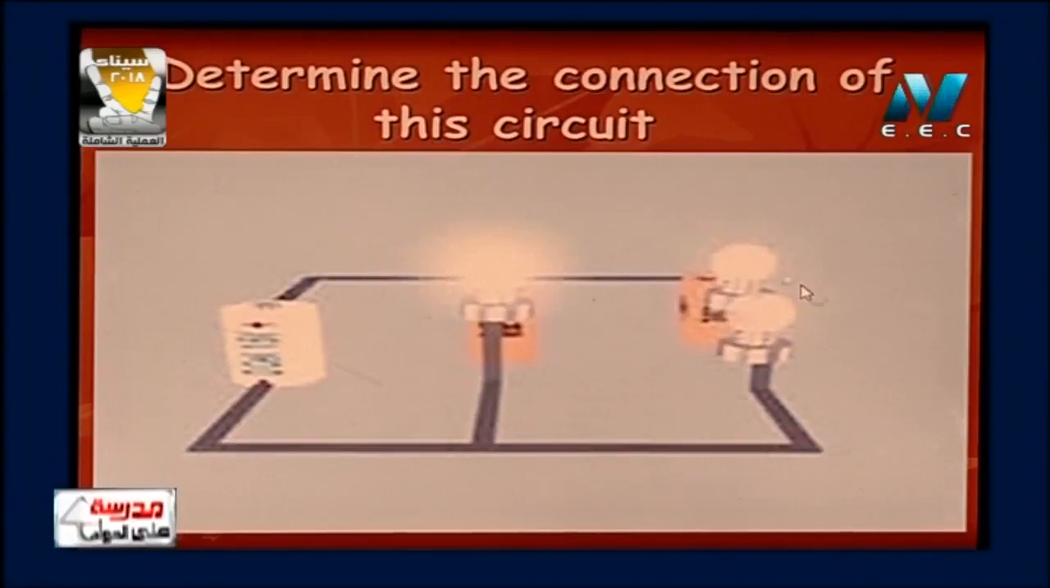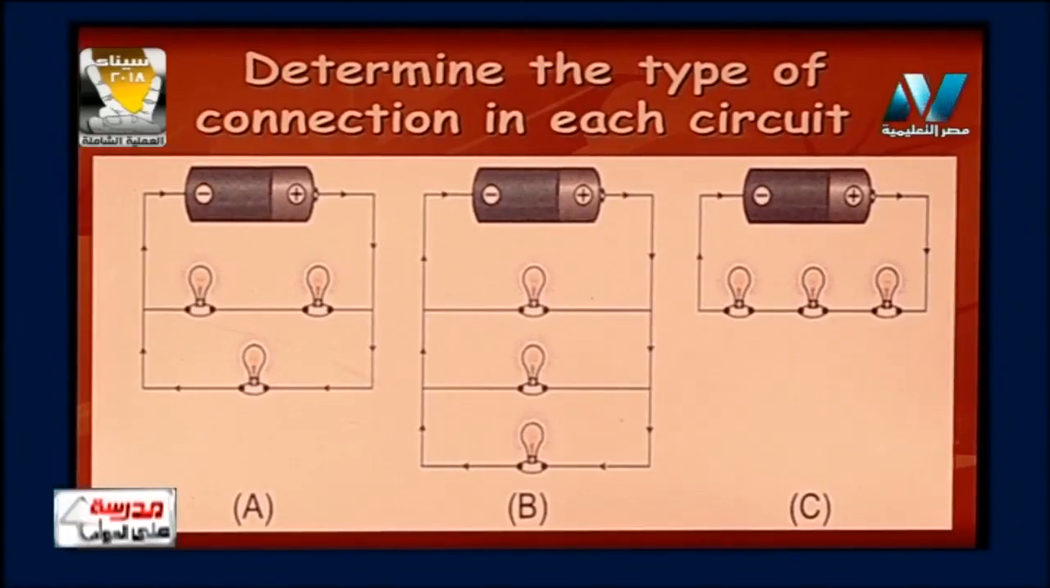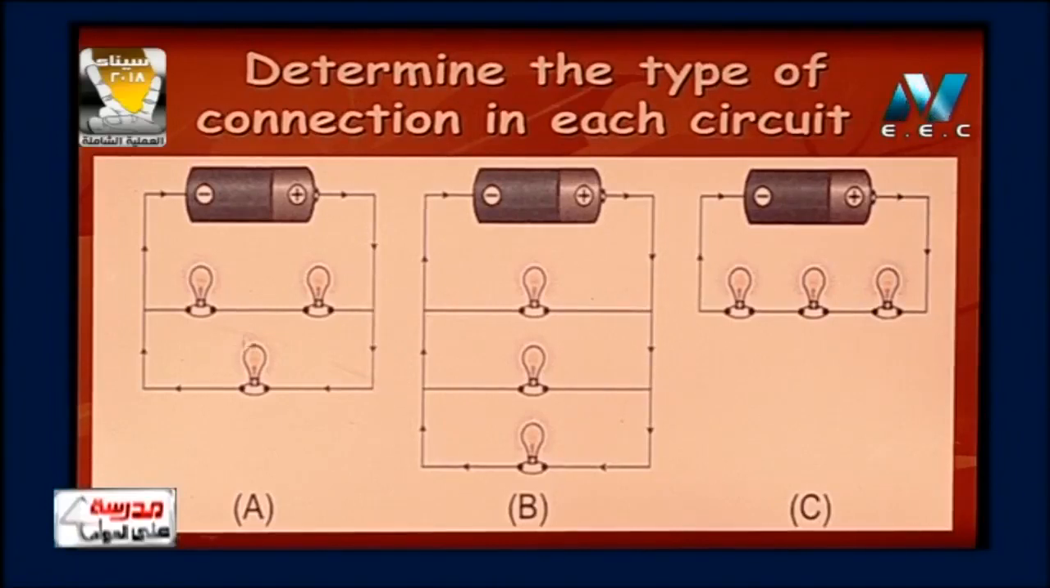Another image or another drawing, and in this image also I don't want the label but I want to determine the type of connection in each circuit. أنا عايز أحدد الكونكشن في كل صورة. Let us have the image of letter A. The first image is that here I have what? Here I have series connection for those 2 lamps. اللمبتين دول أنا عندي series connection، توصيل على التوالي.